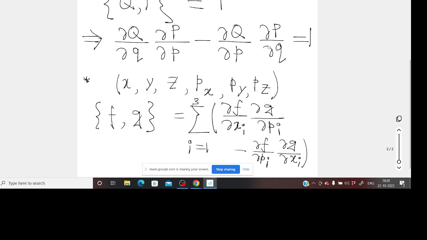Yes, sir. Okay. So if you use this formula and if you find out xi, xj Poisson bracket, then it will be equal to delta ij. Now what is this delta ij? Delta ij is equal to 1 if I is equal to j, and if I is not equal to j, then it will be equal to 0. So this is equal to 1 if I is equal to j, and 0 if I is not equal to j.